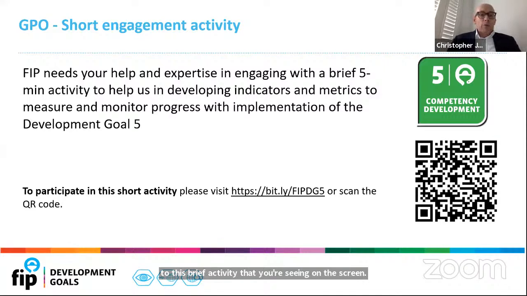We would like you to click on the link you can see on the slide or scan the QR code, and this will take you to a very brief activity where we'll be seeking your views and expertise in how we might monitor progress towards Development Goal 5 competency development. You will also receive an email to complete this activity after the event if you don't manage to complete it during the event, but we would really welcome and urge you to undertake the activity now.